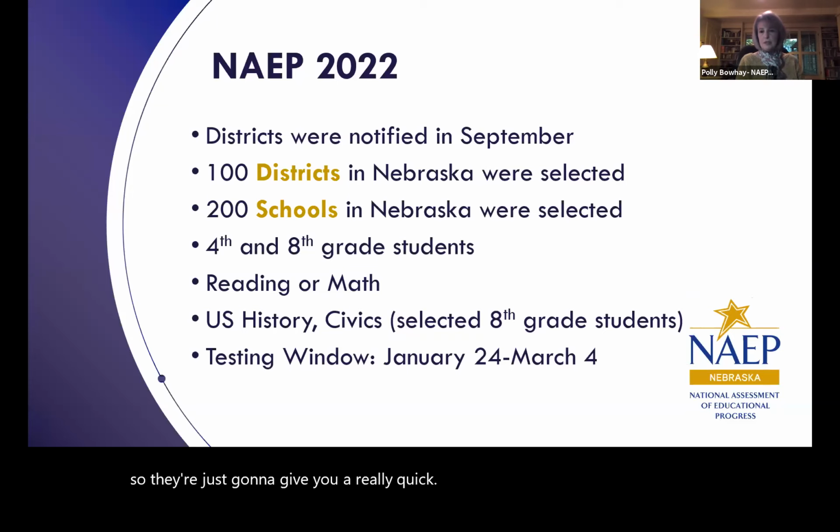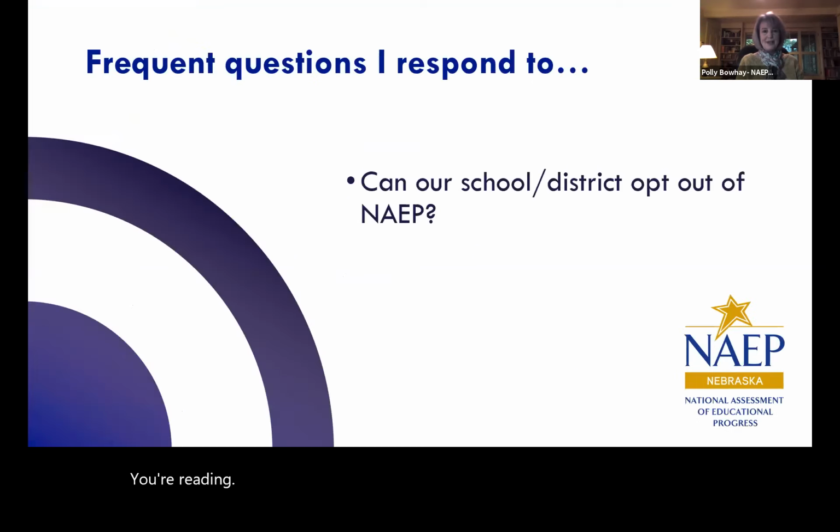So if you are participating in NAEP this year, you know about it. You were notified in September. There were 100 districts selected. 200 schools have been selected. And as you know, it's 4th and 8th grade students. The students will take either reading or math. They will not take both. And then there'll be a few schools that take US history, civics, and that will be just 8th grade students. And the testing window is January 24th to March 4th. So it's coming up. Okay, next slide.